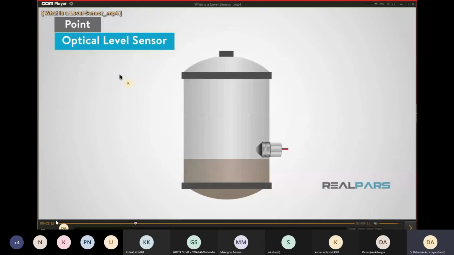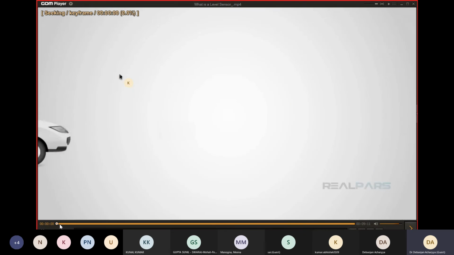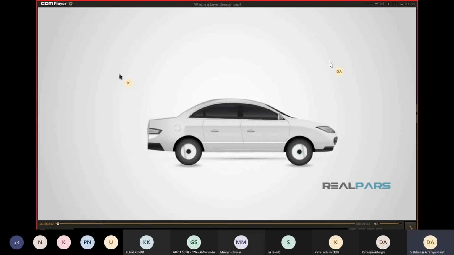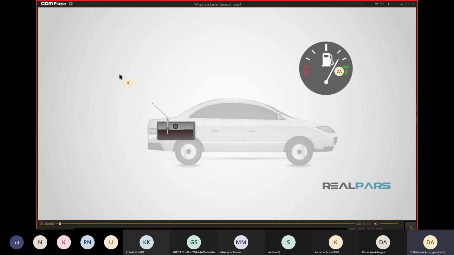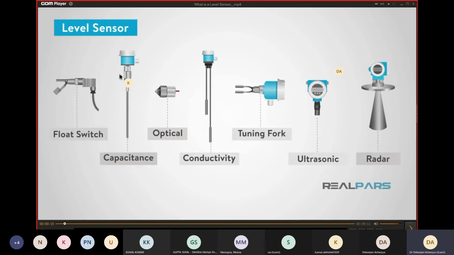When you get in your car to go on a drive, you often look at your gas gauge, which is a type of level sensor. Industries use several different types of level sensors to detect their products. Today, we are going to talk about the different types of level sensors used in the industry.